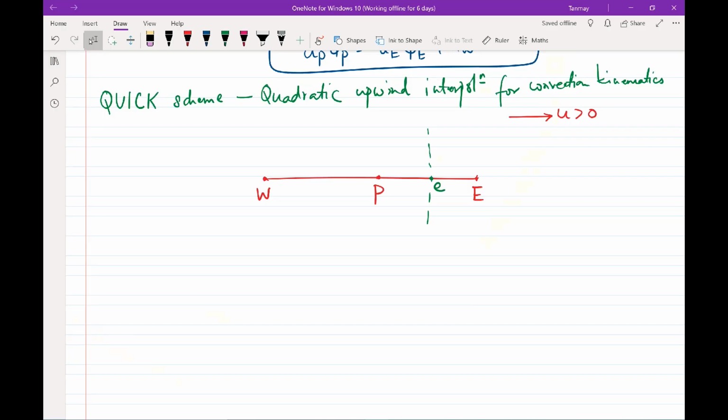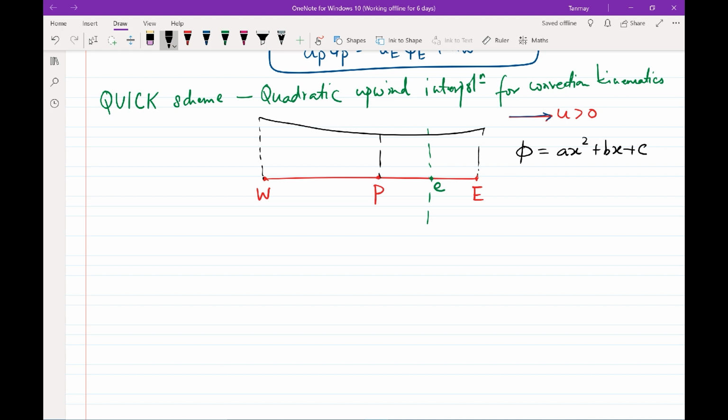So the idea of the QUICK scheme is very simple. We consider 2 points on the upstream side and 1 point on the downstream side. So in this case, because the flow is going from left to right, we have capital P and capital W on the upstream side, and we have this capital E on the downstream side. So we assume that the function varies quadratically, that is, phi is in the form of ax squared plus bx plus c. So phi would be varying something like this, where we know the value of the functions, right?